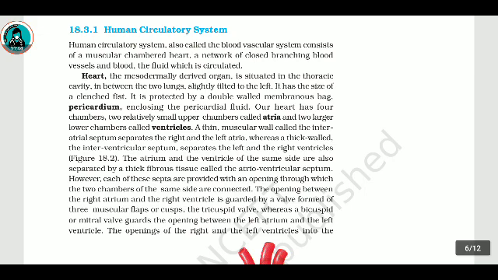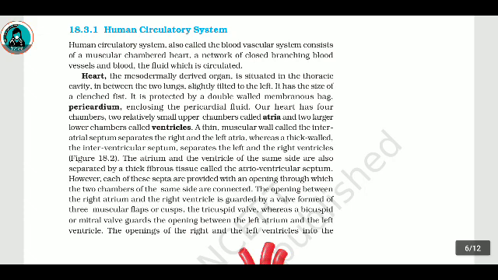The heart has four chambers, two relatively small upper chambers called atria and two larger lower chambers called ventricles. A thin muscular wall called the interatrial septum separates the right and the left atria, whereas a thick wall, the interventricular septum, separates the left and the right ventricles. The atrium and the ventricle of the same side are also separated by a thick fibrous tissue called the atrioventricular septum. However, each of these septa is provided with an opening through which the two chambers of the same side are connected. The opening between the right atrium and the right ventricle is guarded by a valve formed of three muscular flaps or cusps, the tricuspid valve, whereas the bicuspid or mitral valve guards the opening between the left atrium and the left ventricle.